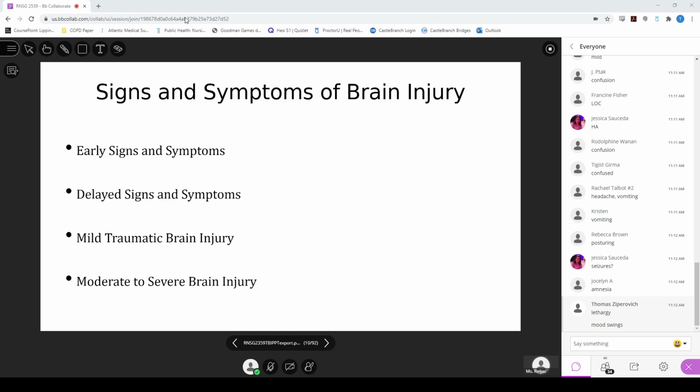And then with your moderate to severe brain injuries, they'll have an absolute loss of consciousness, whether for several minutes or hours. They'll be agitated, they're combative, with an inability to awaken from sleep. They'll have slurred speech, weakness and numbness in fingers. They have a loss of coordination. They have that headache that's just persistent and it gets worse. They have seizures. And then you'll have the dilating of one or both of the pupils of the eye.